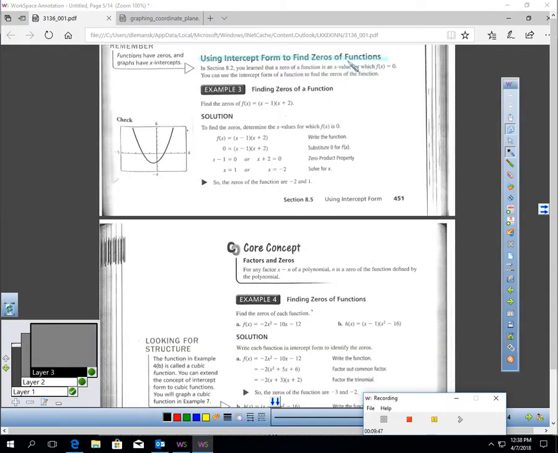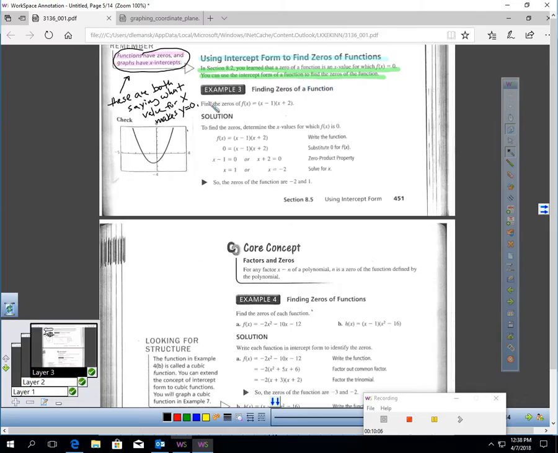You can use intercept form to find zeros of functions. In lesson 8.2, you learned the zero of a function is the x value that would make y 0. You can use intercept form of a function to find the zeros of the function.